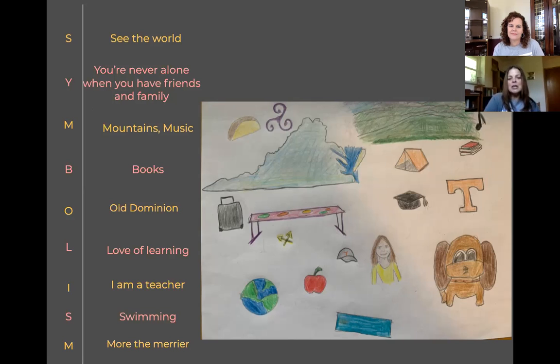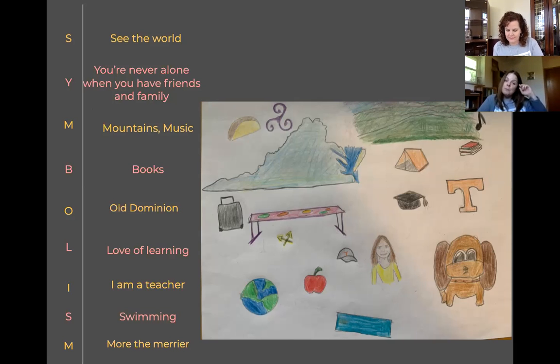And then I used L, and L is symbolized for my love of learning, and that's with the Power T, because I went to UT, and the diploma cap, for learning. And then the apple is for I, because I am a teacher, and being a teacher is very important to me, and it is a big part of who I am. I then chose swimming, because swimming is something that I did as a child, and it relaxed me, and it's something that as an adult I still love to do, and it still relaxes me so much.